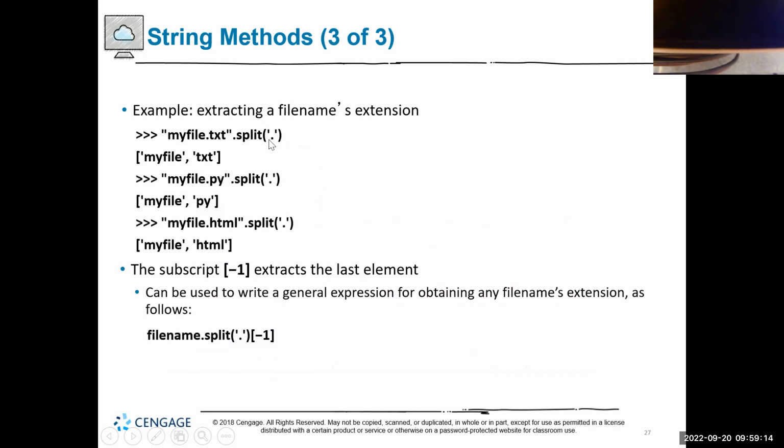Okay, for this one, right? So see, when you specify the dot character for this example here, you will split it into two words. The first one is the name, the second one is TXT here. Or you can use this one also, with the minus one here. You take out the last element. For this one, you take it out: TXT, PY, and HTML.